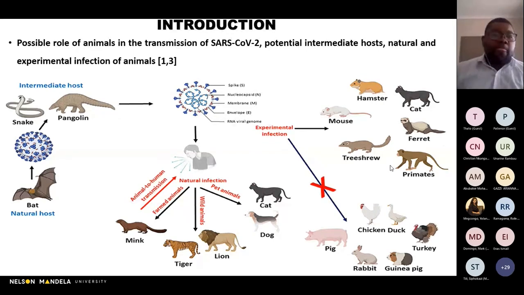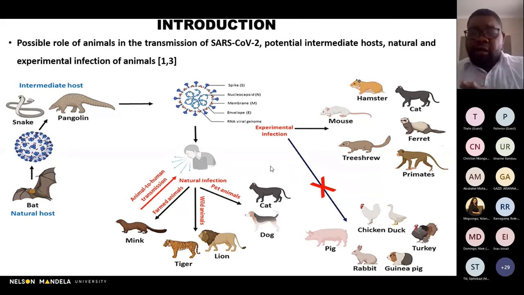Looking now at the main mechanisms of transmission of this specific virus, the bat was identified as the natural host. This virus was transmitted to humans through intermediate hosts such as the pangolin and snake, and it was also established that humans can actually transmit this virus to pets such as cats and dogs.